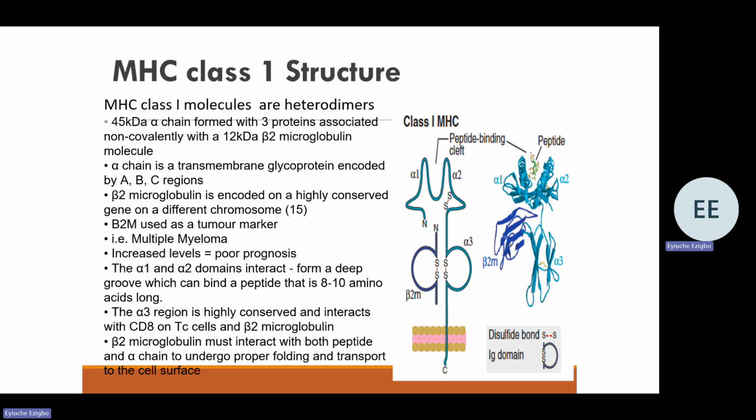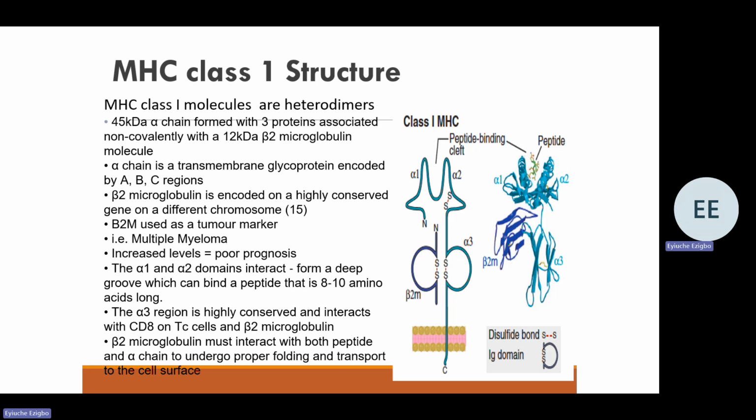Then beta 2 microglobulin is encoded on a highly conserved gene on a different chromosome. Beta 2 microglobulin is used as a tumor marker. In multiple myeloma, it can serve as a tumor marker. Its increased level shows poor prognosis.